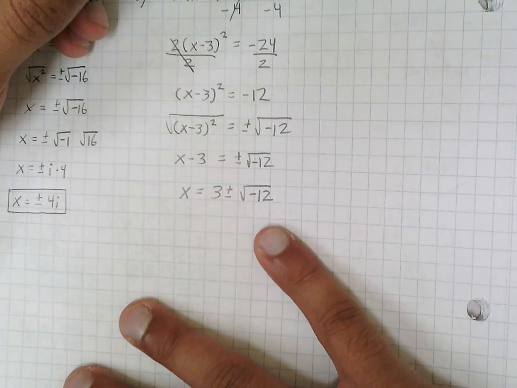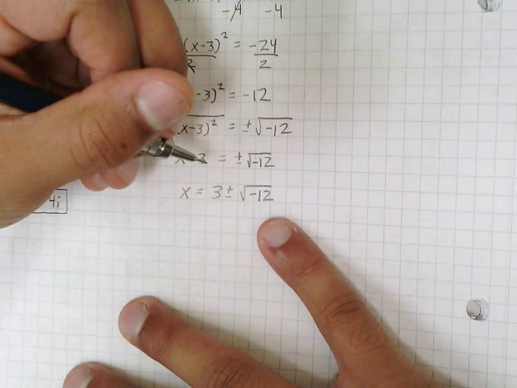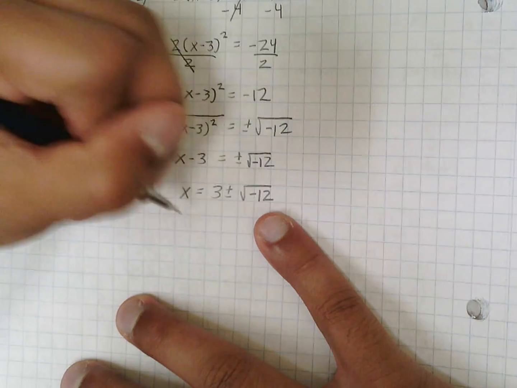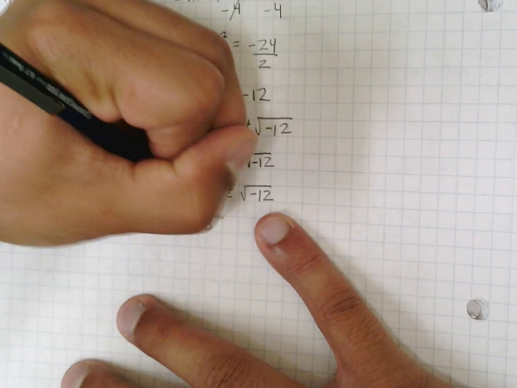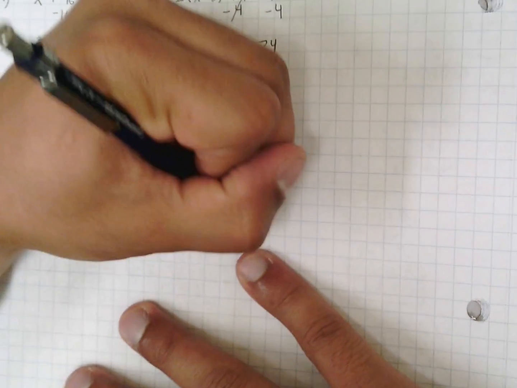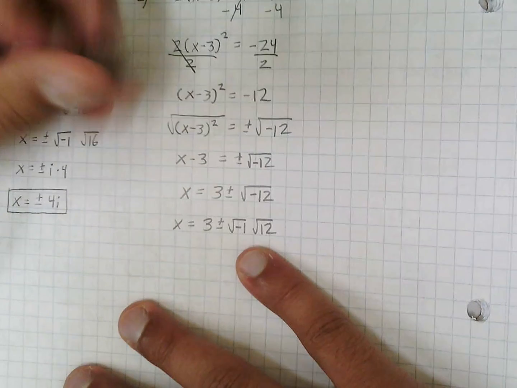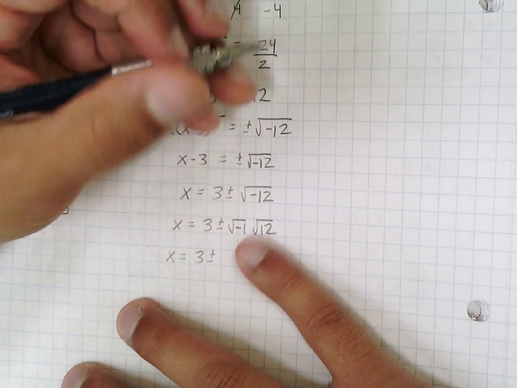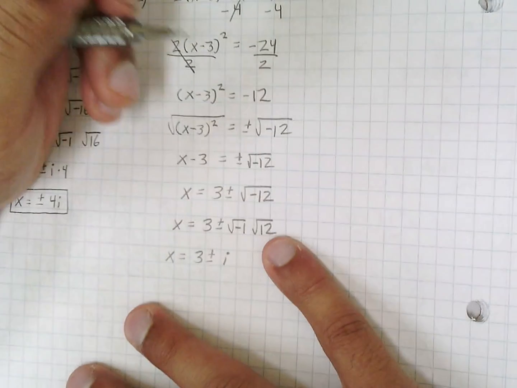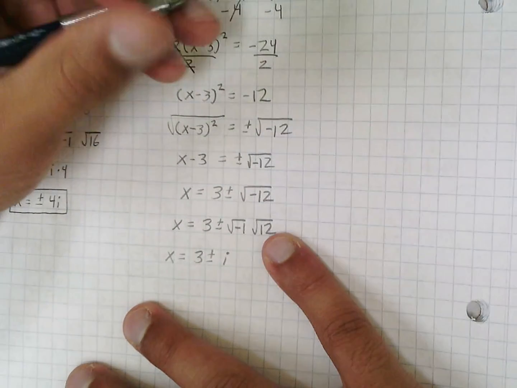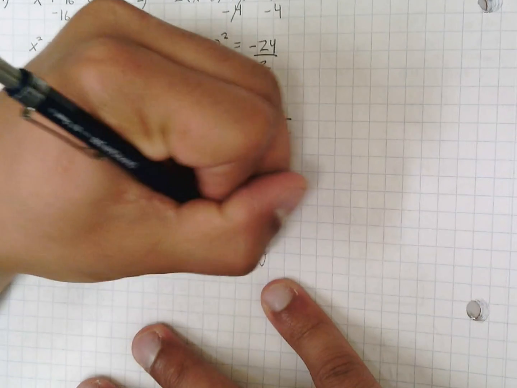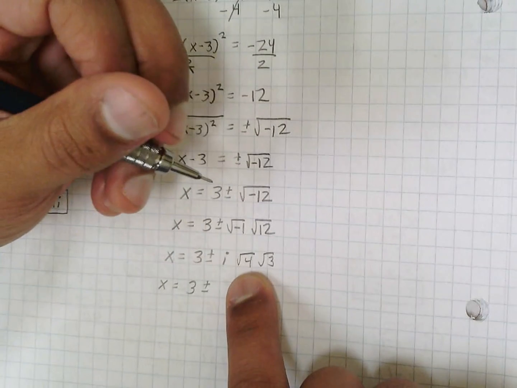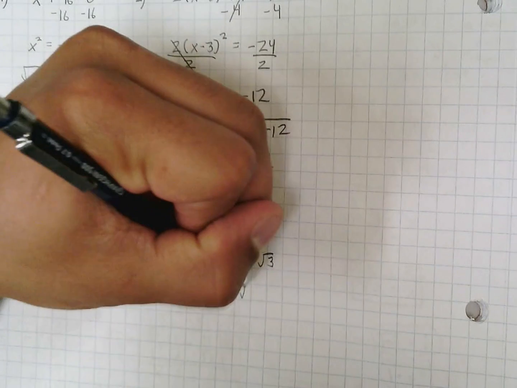Well, I can simplify the square root of negative 12. First of all, if we take the square root of a negative, we know we're going to have an imaginary answer, so there should be an i. So what we do for that is write the square root of negative 1 times the square root of positive 12. The square root of negative 1 is i. Now the square root of 12 I can simplify because 12 has a perfect square factor in 4. So x equals 3 plus or minus, the square root of 4 is 2, so I have 2 times i, square root of 3.